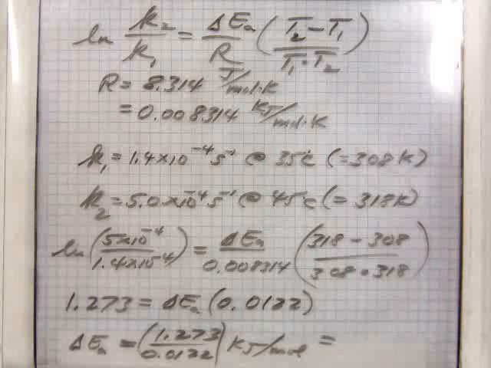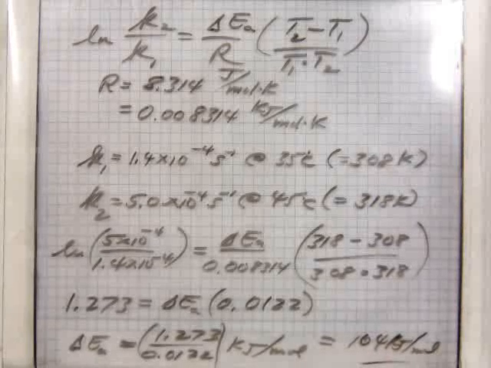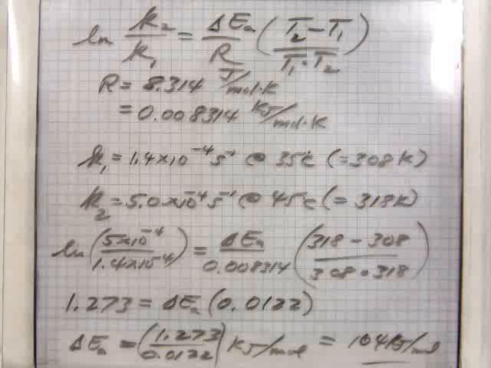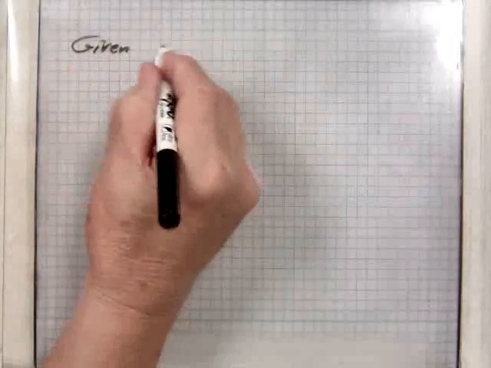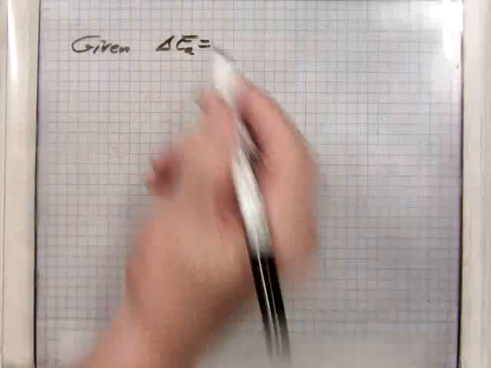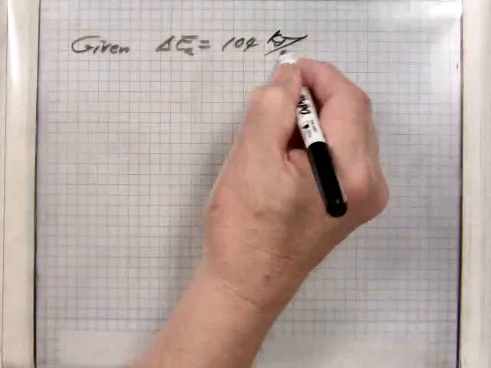And it looks like I get 104 kilojoules per mole as the outcome. So it's just like I say, jot down the data, plug it into the formula, and solve for whatever the problem's asking you for. So let's say we're given in this reaction delta EA now is 104 kilojoules per mole.